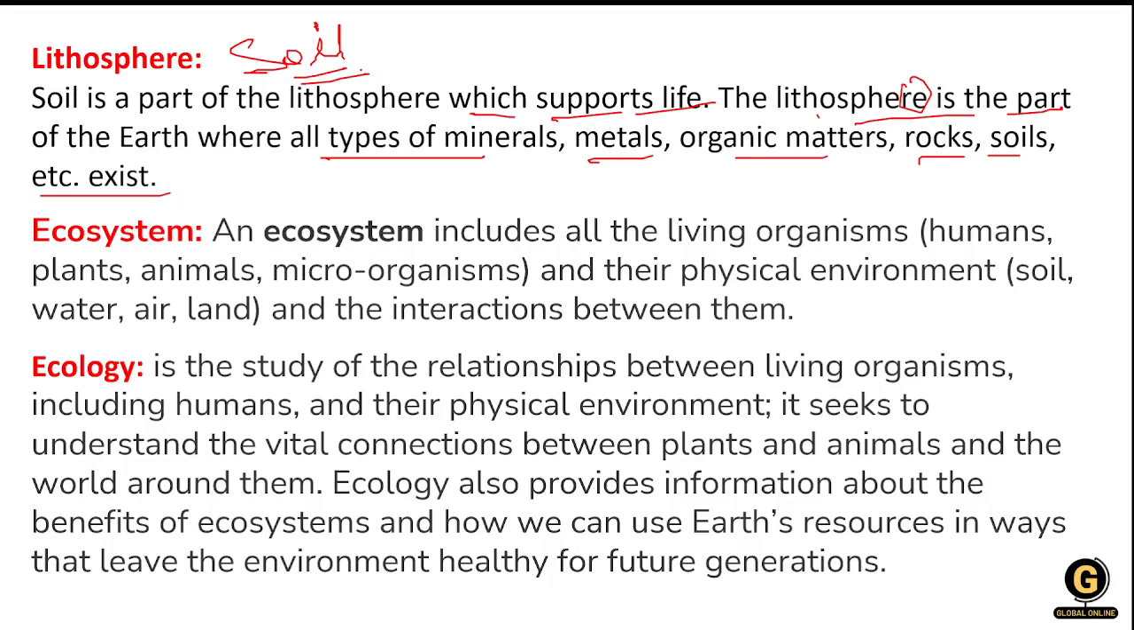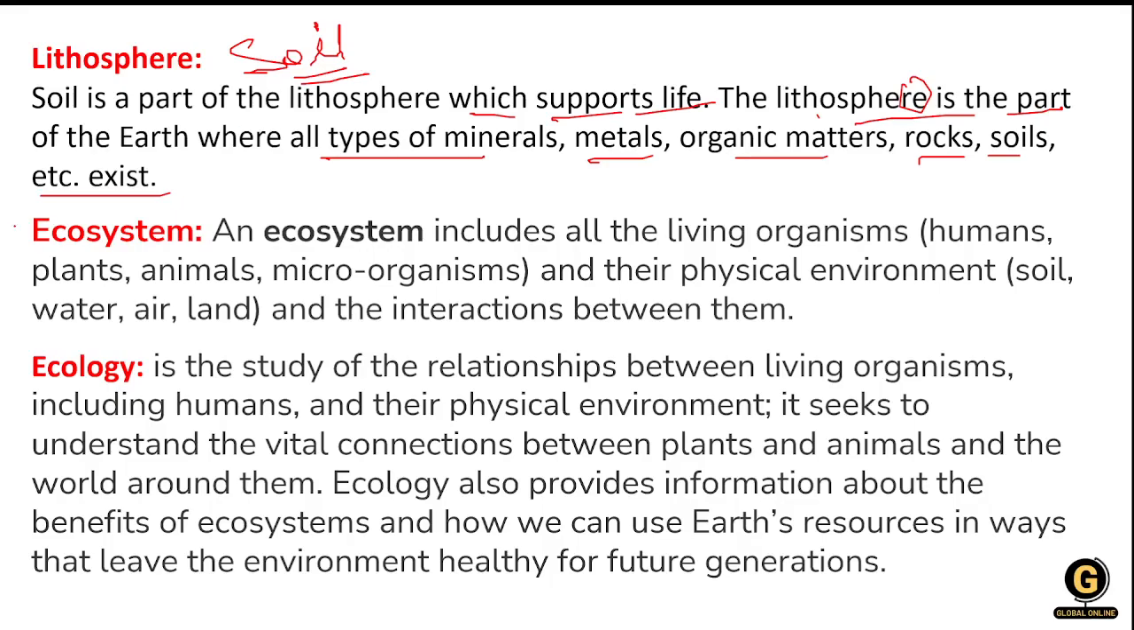as well as for maximizing or developing the standard of living also. Okay, which can help us for living, or we can say which can help us to develop ourselves. So lithosphere is the part of environment where we find those components like minerals, metals, organic matters, rocks and soils, etc. Okay, which are very important for development, for living or for survival as well. Clear? So lithosphere is there.